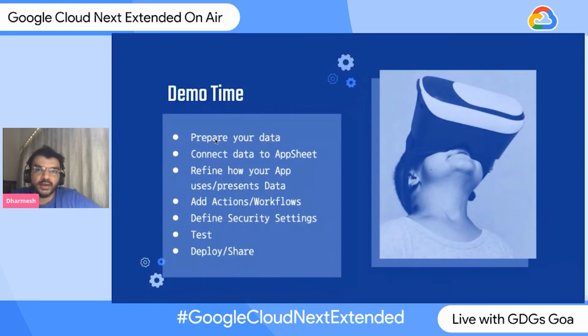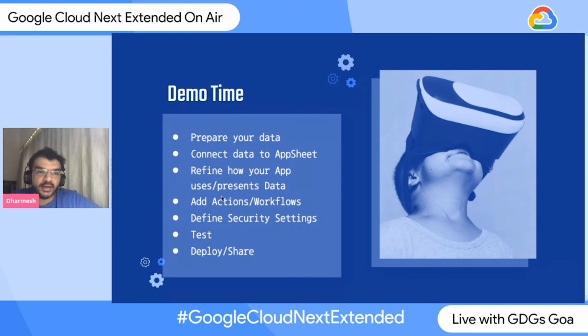So if I have to sum up the demo, you're preparing your data, you're connecting your data to AppSheet, you refine how your app uses or presents the data. When I say refine how your app is using or presenting the data, it can be more like a UX where you want to do it in a tabulated form, you want to present it in a deck format, and so on. These are the different layers that you can think of while developing an app.